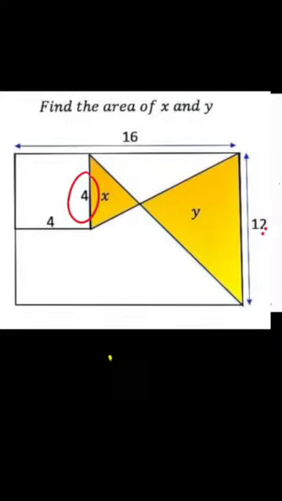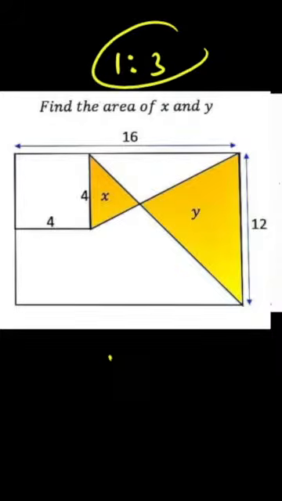So this 4 and this 12, just compare them. They are going to be in the same ratio, 4 upon 12. It's like 1 ratio 3, right? So 1 is representing the ratio for this triangle, and 3 is for this triangle. Now the same is going to happen with their heights also.